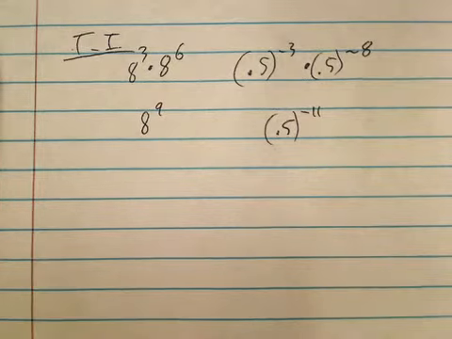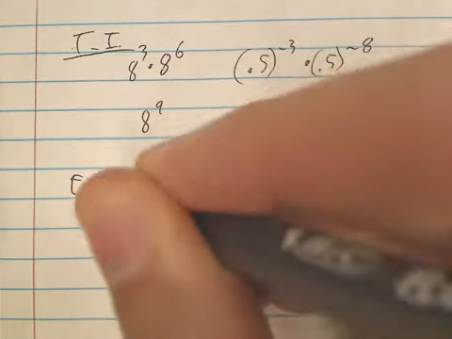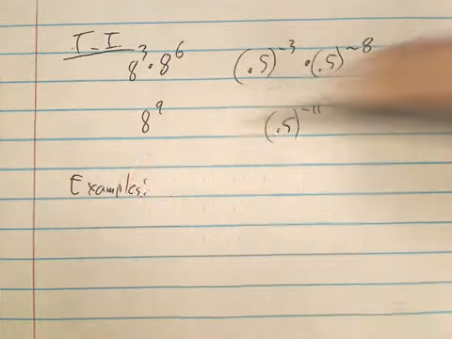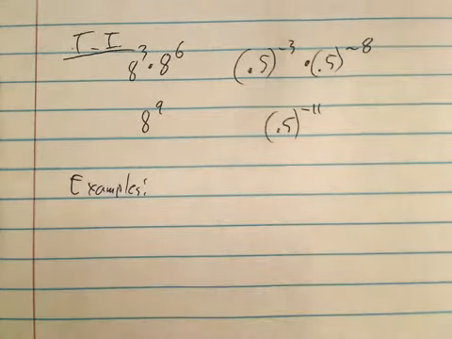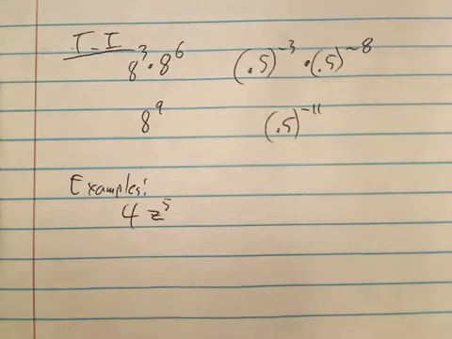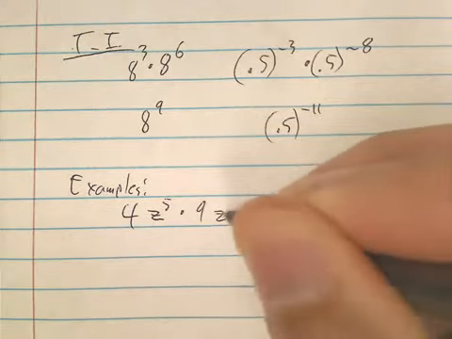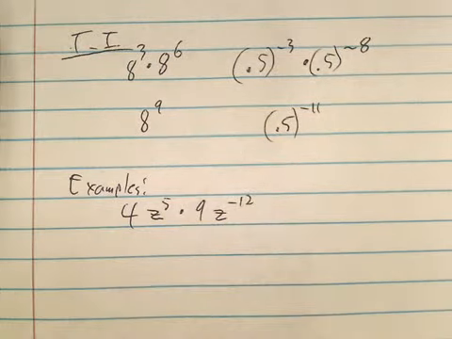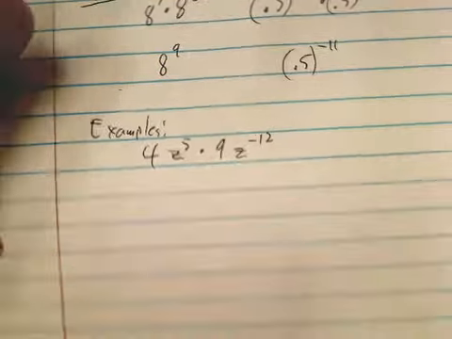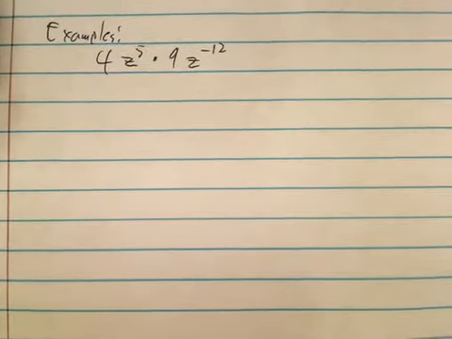Okay, let's throw some variables in here as well. So a couple more examples. Let's see here. 4z to the fifth times 9z to the negative 12th. And the important thing to remember here is that you need to separate the coefficients and the variables in your mind, okay?